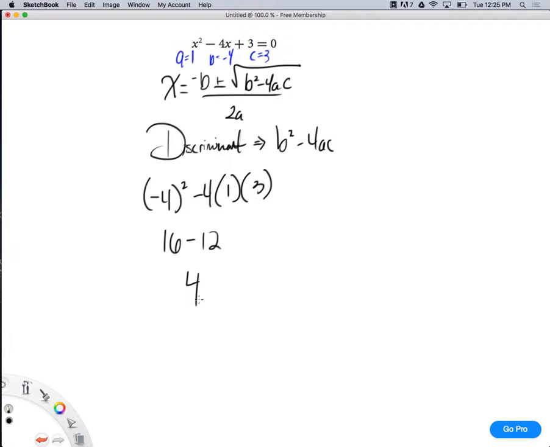So how many solutions does it have? 2 solutions. The discriminant is positive, so it has 2 solutions, and that's exactly what we found. Our solutions, remember, were x equals 1 and x equals 3. You guys remember that? Okay.